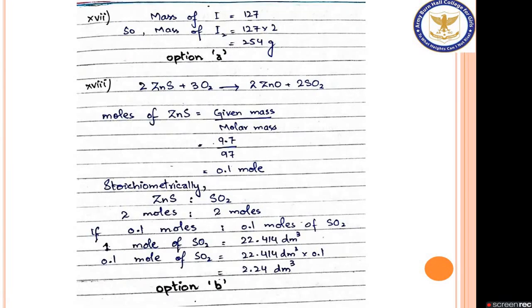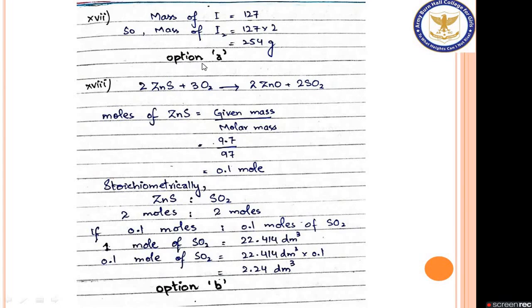The next one asks, what is the mass of 1 mole of iodine molecules? You have to calculate the mass of the iodine molecule. The mass of an iodine atom is equal to 127, while for the iodine molecule, simply multiply this 127 with 2, and we will get 254 grams. So option A will be the correct option.